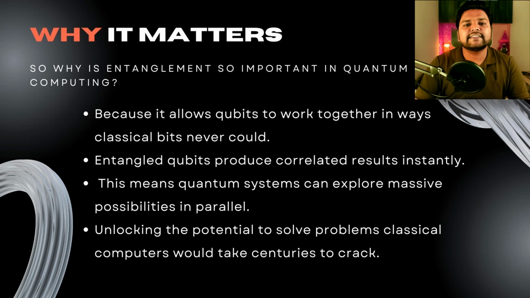So, why is entanglement so important in quantum computing? Basically, entanglement allows qubits to work together in such a way that classical bits never could. Entangled qubits produce correlated results instantly. This means a quantum computer can explore massive possibilities in parallel, unlocking the potential to solve problems which a classical computer could take centuries to resolve.